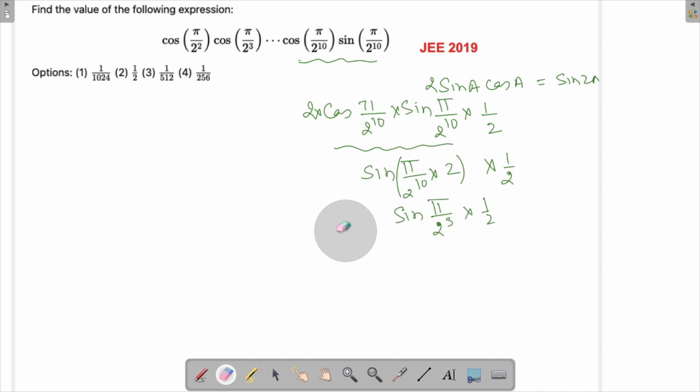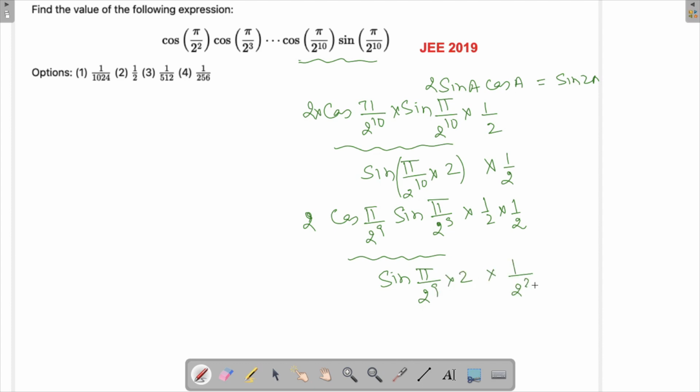But before that, there is again another cos, which is cos of pi upon 2 raised to the power 9. So again, to solve this expression, I'll multiply by 2 and divide by 2. Now this will again become sine pi upon 2 raised to the power 9 into 2, and here we will have 2 square. So this expression is sine pi upon 2 raised to the power 8. And in this way, we will keep on going.